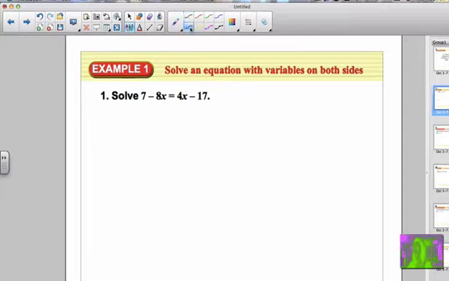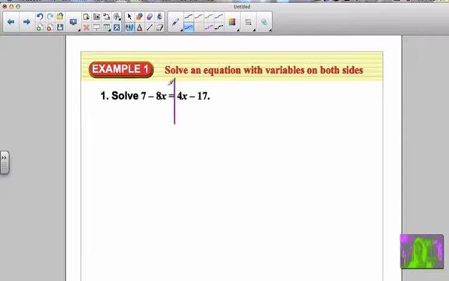Now I am going to be saying left side and right side. So left side obviously means the left side of the equal sign. Right side is the right side of the equal sign. So the first step on any equation that we're trying to solve is to try to simplify each side of the equation down to its simplest form before moving.